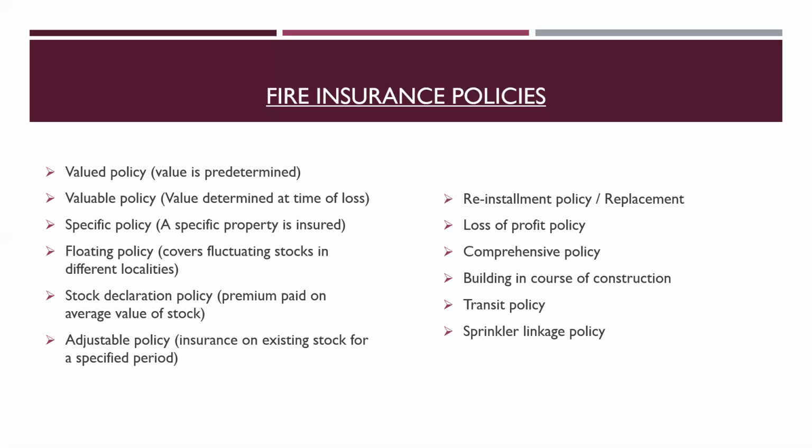Now there's adjustable policy. In this case, the insurance is taken only for the existing stock for a specified period of time. See, I'm taking the insurance for a period of 2 years and I want coverage for the existing stock only. I do not want to pay premium for the average policy. And I'll keep on making declarations frequently whenever the stock value changes, and the premium amount will also keep on fluctuating depending upon the stock that you hold.